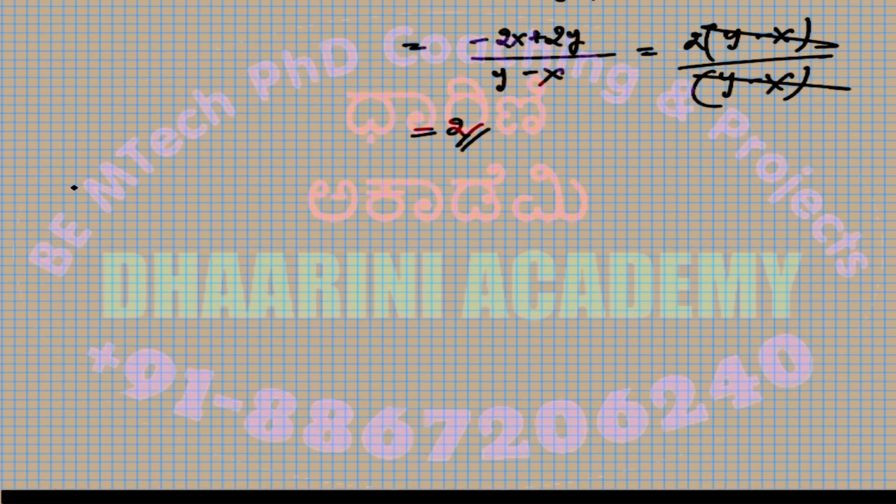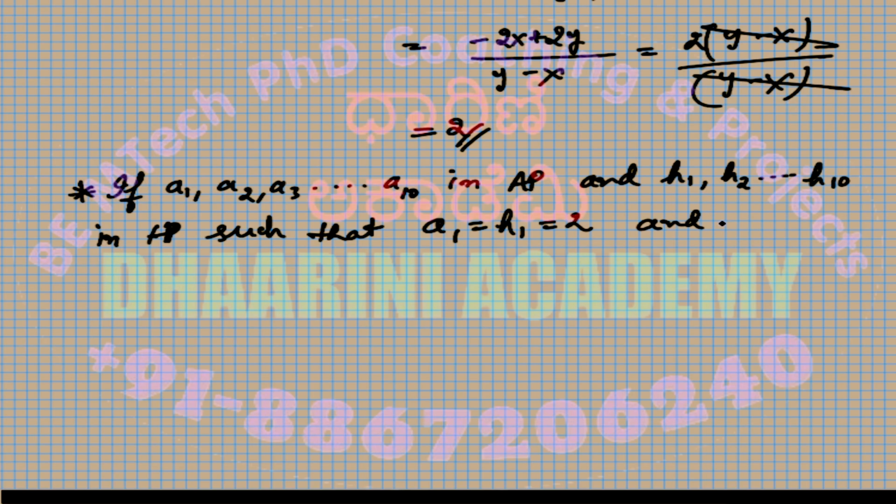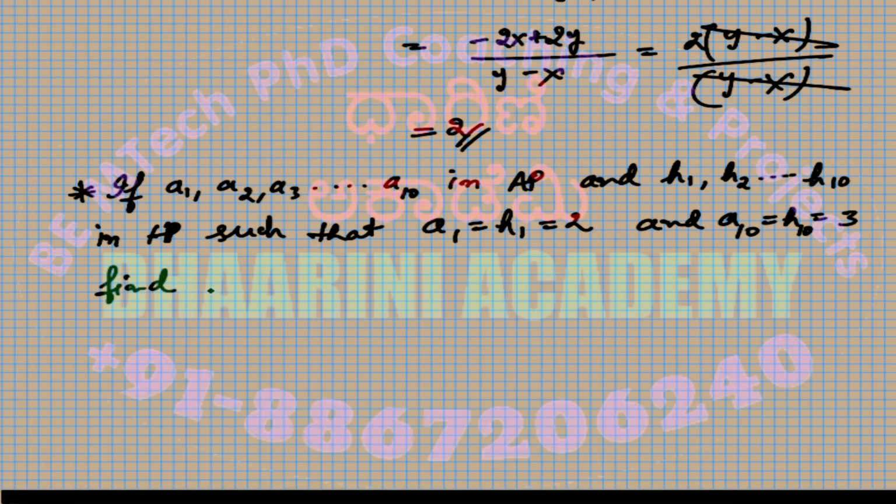The next question. If A1, A2, A3 up to A10 are in arithmetic progression and H1, H2 up to H10 are in harmonic progression such that A1 equals H1 equals 2 and A10 equals H10 equals, say, 3. Right? Find A4 into H7 equals how much?